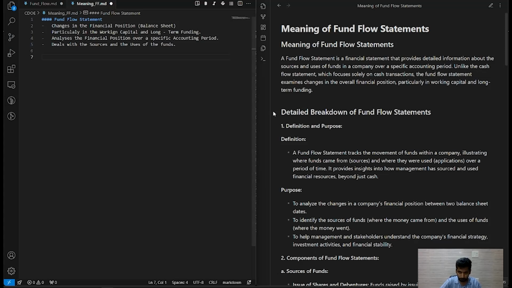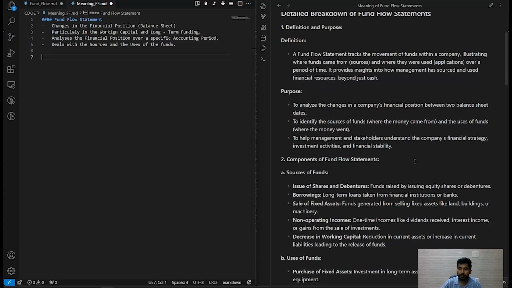Here, let us just define the fund flow statement. A fund flow statement tracks the movements of the funds within a company.